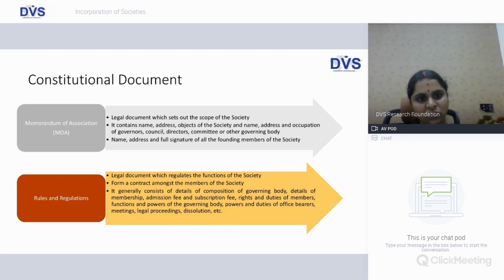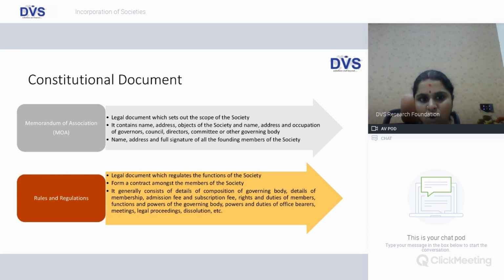So, the memorandum of association is the legal document which sets out the scope of the society, and the clauses in the memorandum of association are the name of the society, the address, and the objects of the society. The registered address of the society is not mandated under the Act, but it's always better, like your company, to mention the place of establishment to have more transparency.